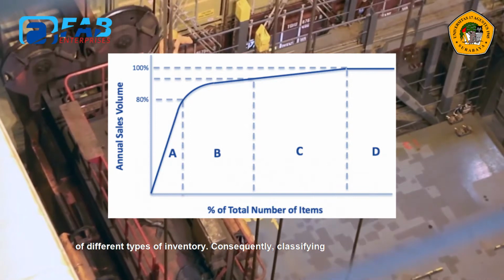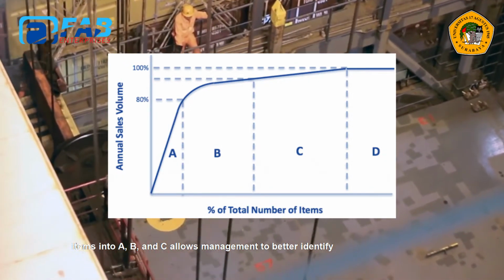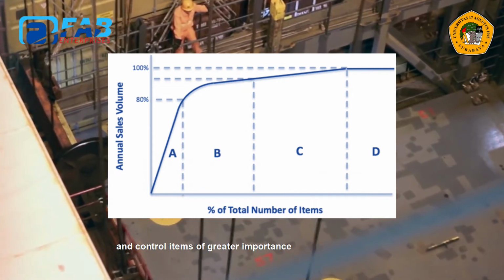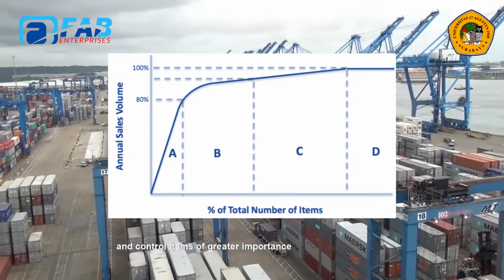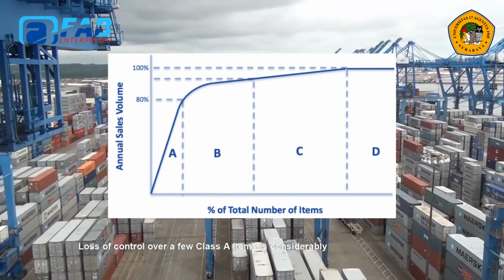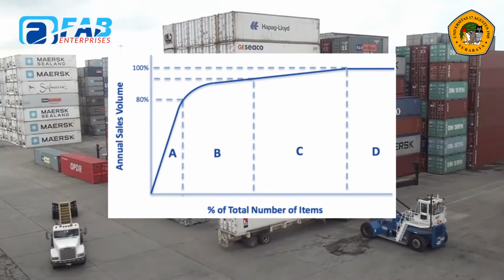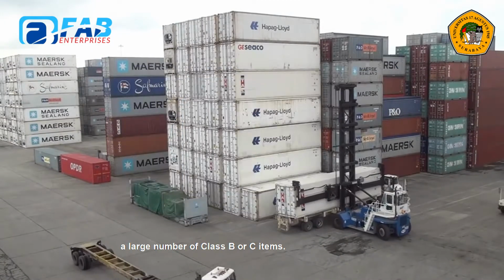The ABC classification gives recognition to the varying importance of different types of inventory. Consequently, classifying items into A, B, and C allows management to better identify and control items of greater importance. Loss of control over a few Class A items is considerably more serious than the loss of control over a large number of Class B or C items.